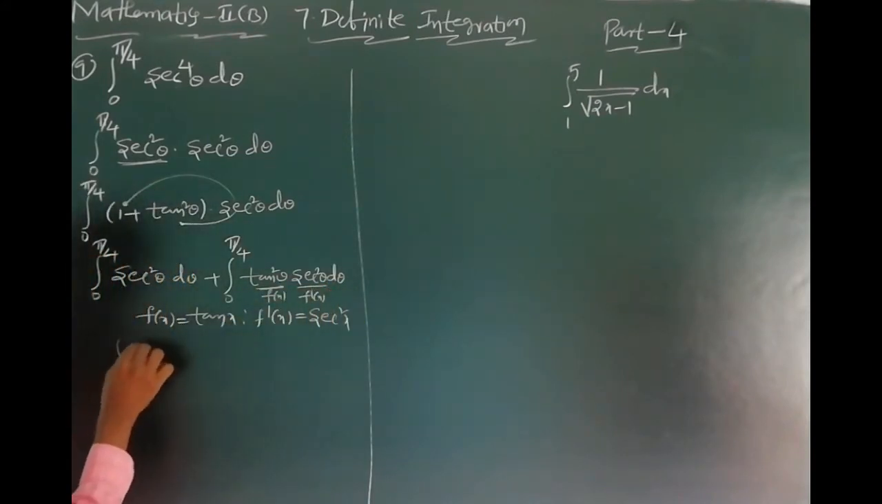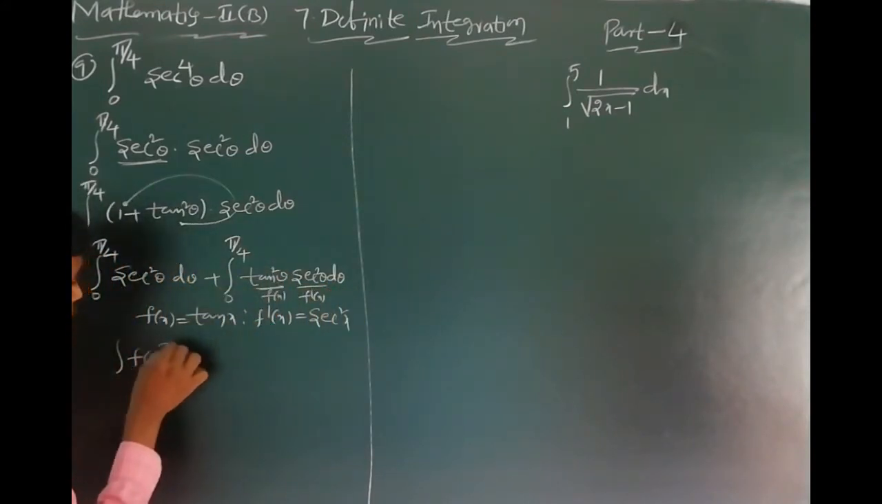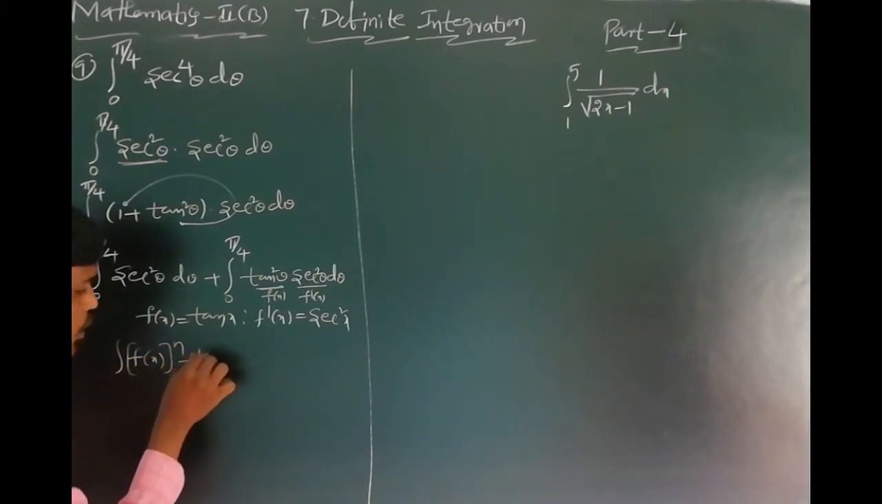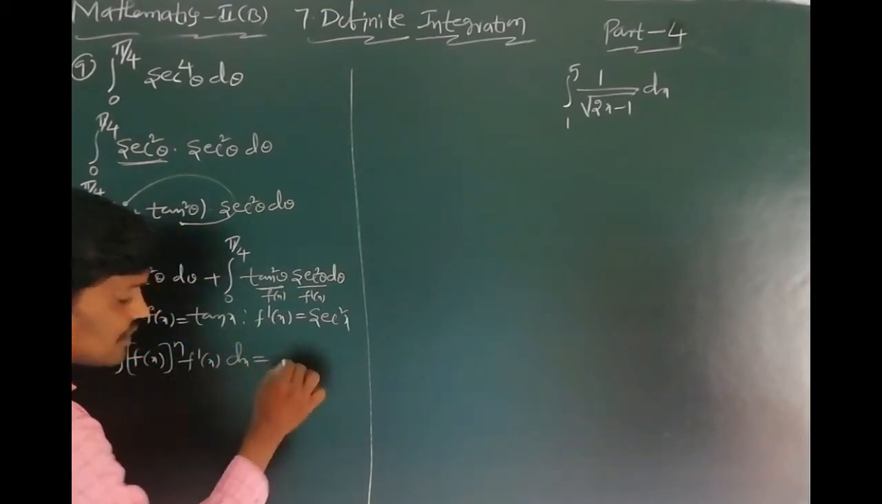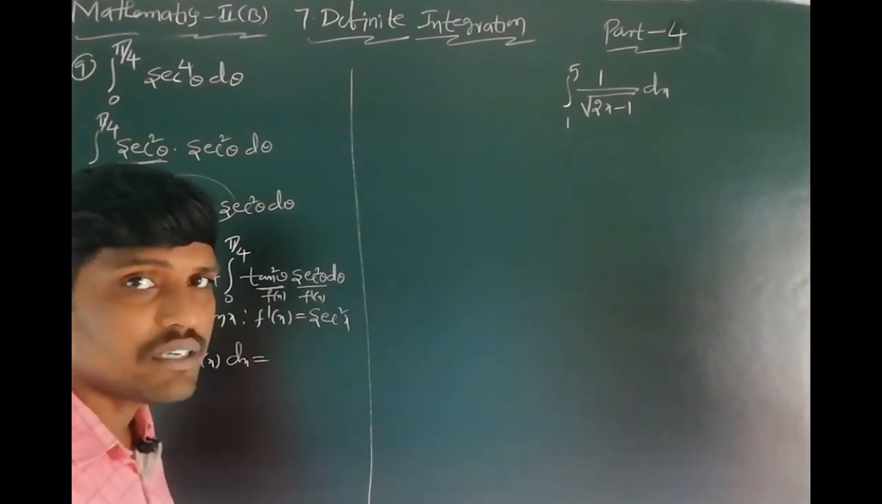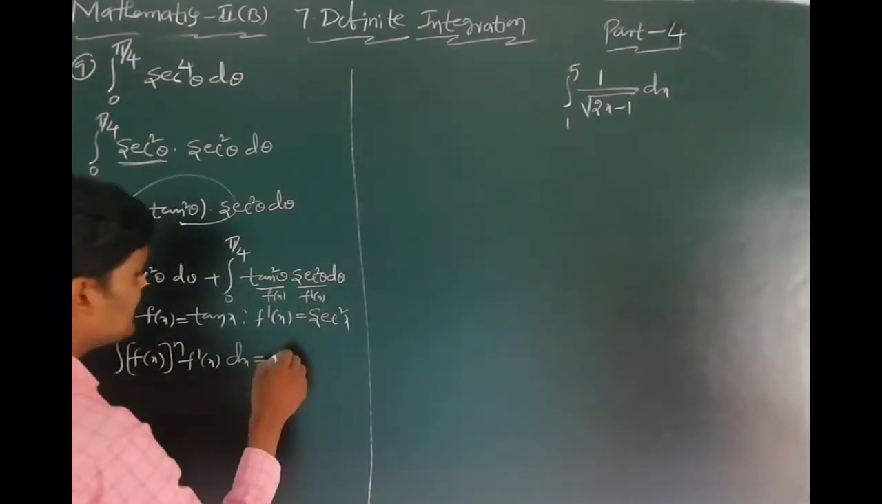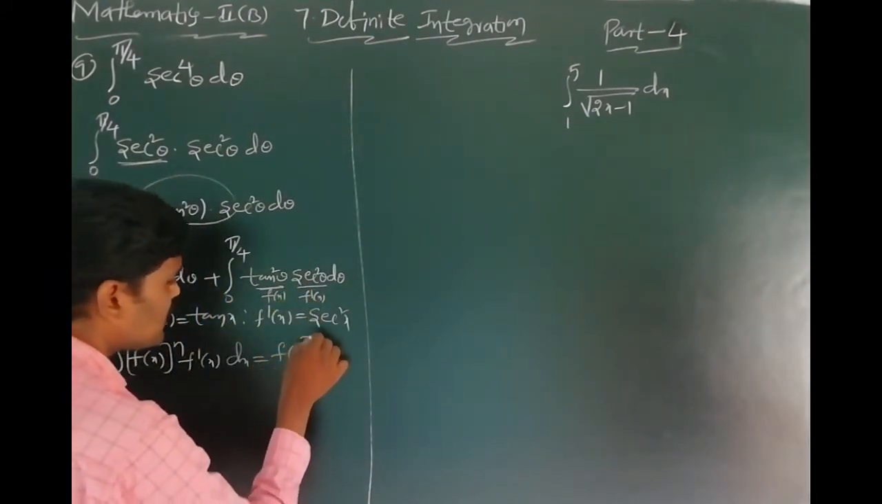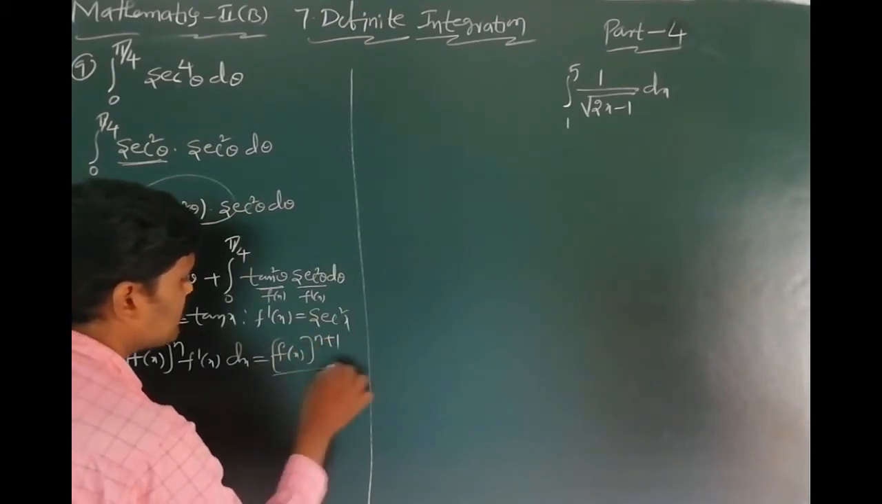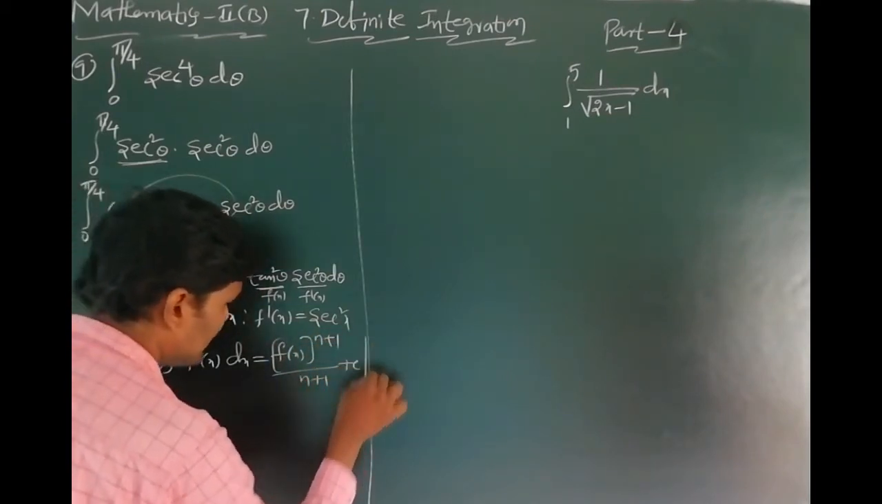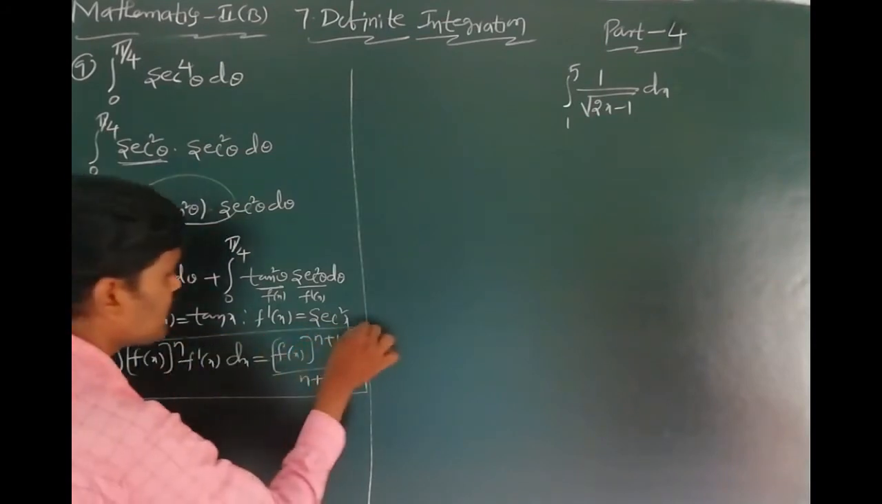Here this is in the form of f of x all power n into f dash x. What is the formula of f of x all power n into f dash x? The formula is f of x all power n plus 1 by n plus 1 plus c. This one is the formula.